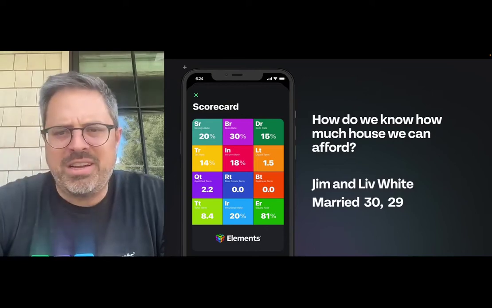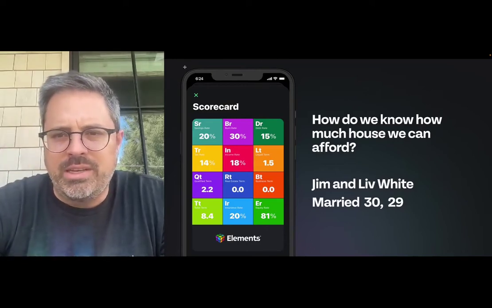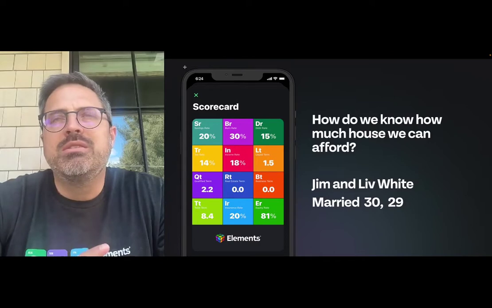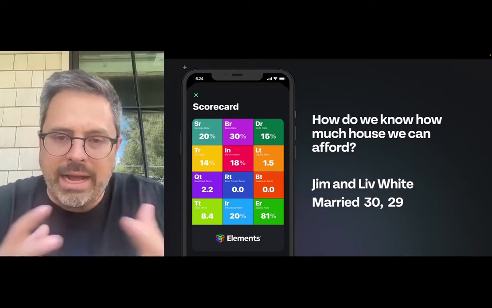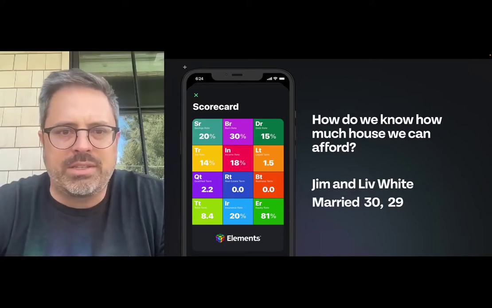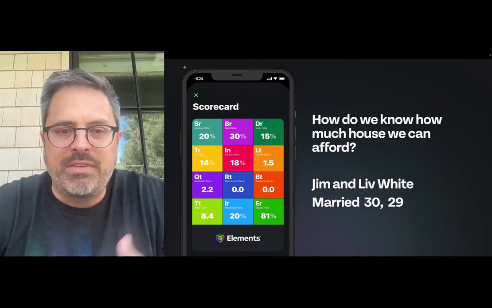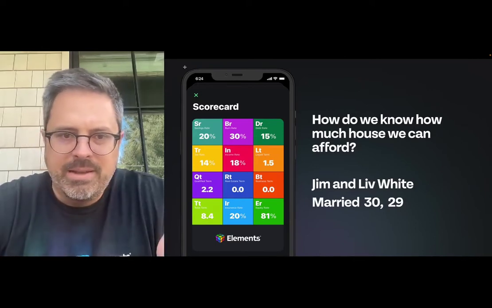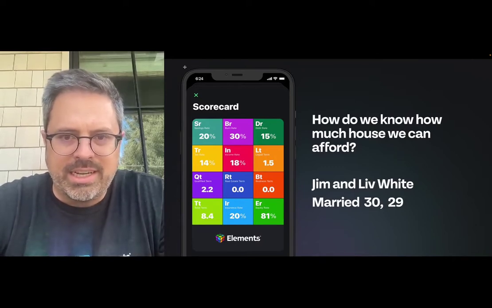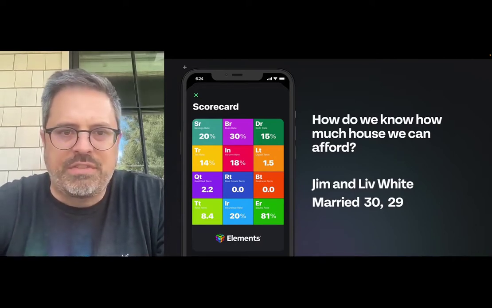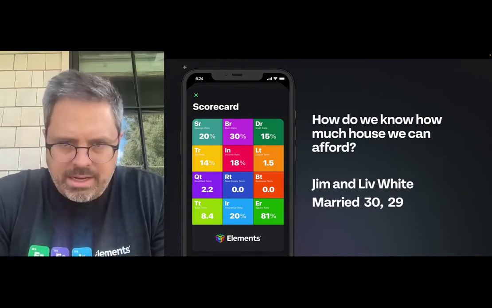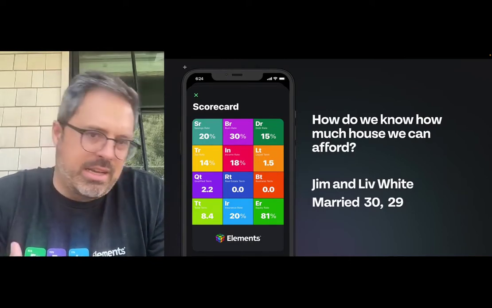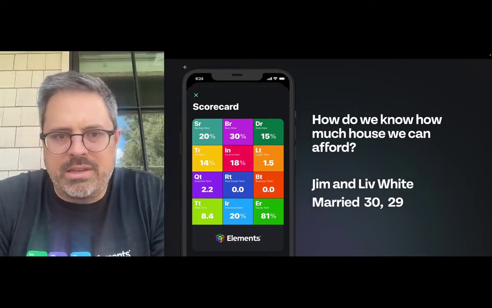Hey guys, question of the day was how do we know how much house we can afford? This client just graduated. They have a high student loan balance. Their current debt to income ratio on their student loan is 15%. Income is going to be at least in the high hundreds.